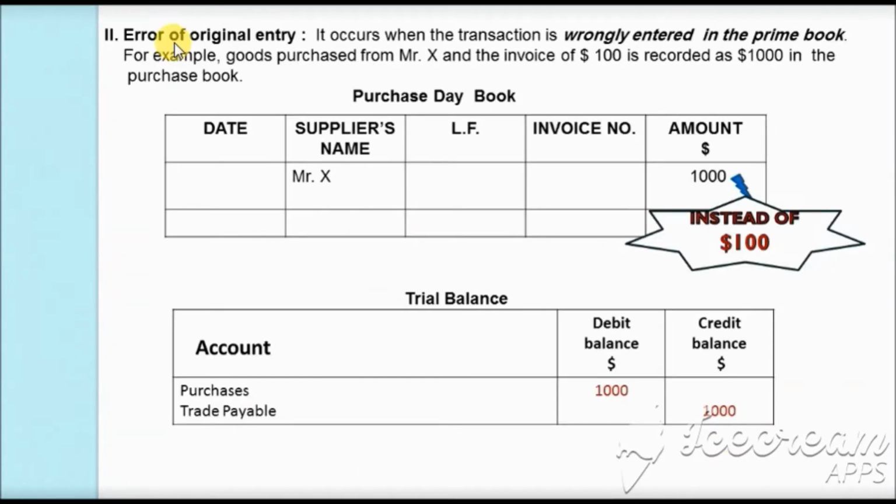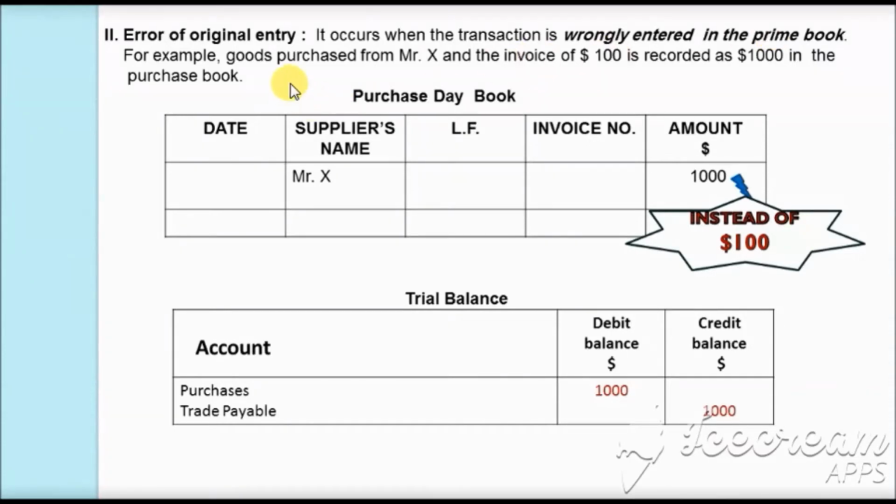The second error is the error of original entry. It occurs when the transaction is wrongly recorded in the prime book. Prime book is the book of original entry, and when we record this transaction in the book of original entry, that is, we have recorded this transaction for the first time, and when an error is made during this time, it may not be located when we make the trial balance.